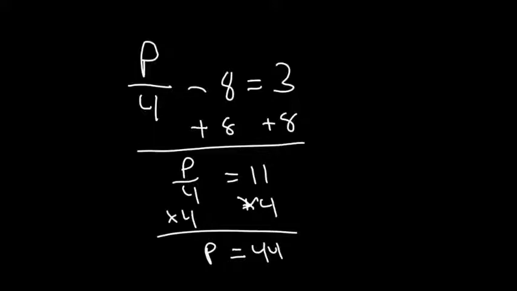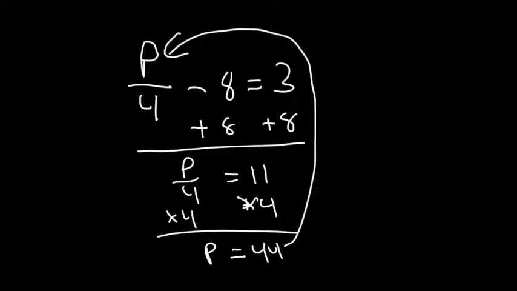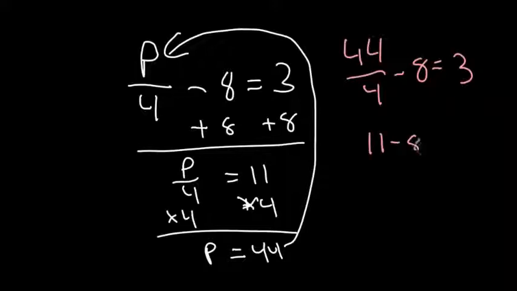Now when you do these, you can always check your answer. To check your answer, all you do is put your answer in for whatever your variable originally was. So let's look at that. I got 44 divided by 4 minus 8 equals 3. 44 divided by 4 is 11, so I got 11 minus 8 equals 3. 11 minus 8 is 3, which equals 3. I got a true statement, so I know I did that problem correctly.